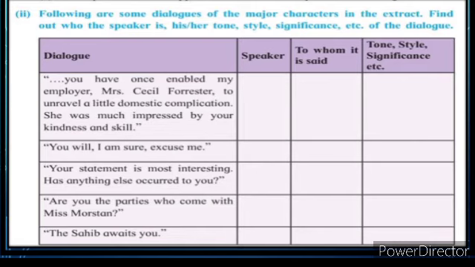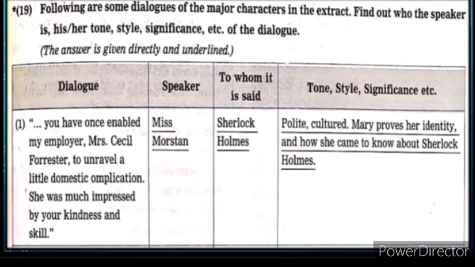Following are some dialogues of the major characters in the extract. Find out who is the speaker, his or her tone, style, significance, etc. of the dialogue.